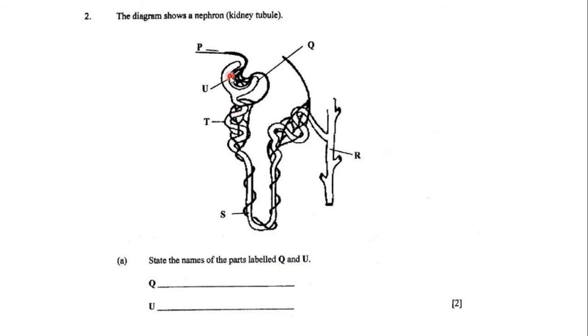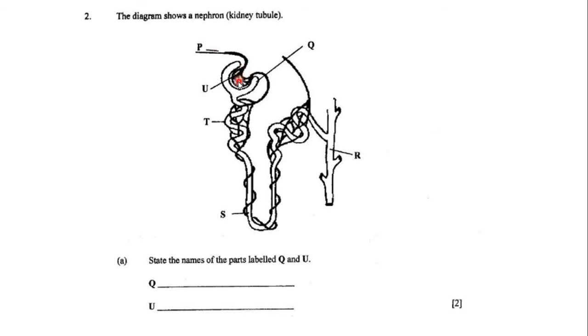So what is the name of the part labeled U? That's pointing to the structure on the inside. And what is the name of the part labeled Q? That's the structure right here. So Q is this entity here, and U is what's inside. Okay, so let's break this down. P is referring to the structure called the afferent arteriole.